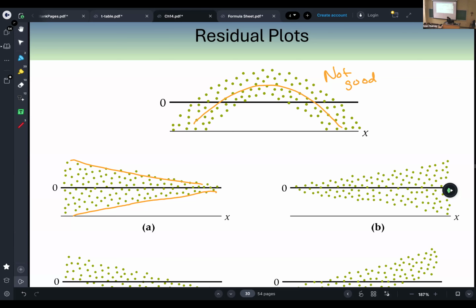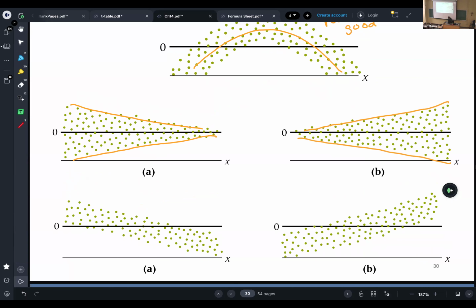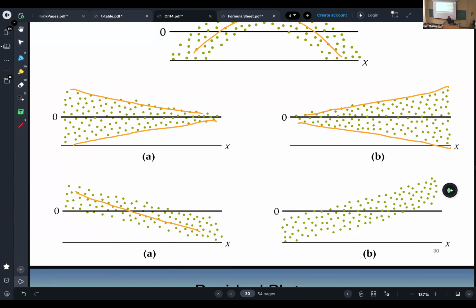And here it's the opposite. This means the error is growing. Those errors are getting larger and larger as you get to high values of X, which is not good either. This is not good either because the low values of X are maybe going to be over predicted, and then the high values of X are going to be under predicted.